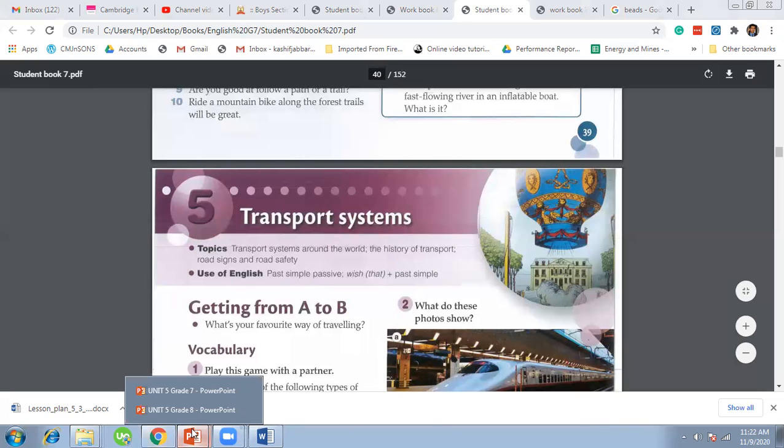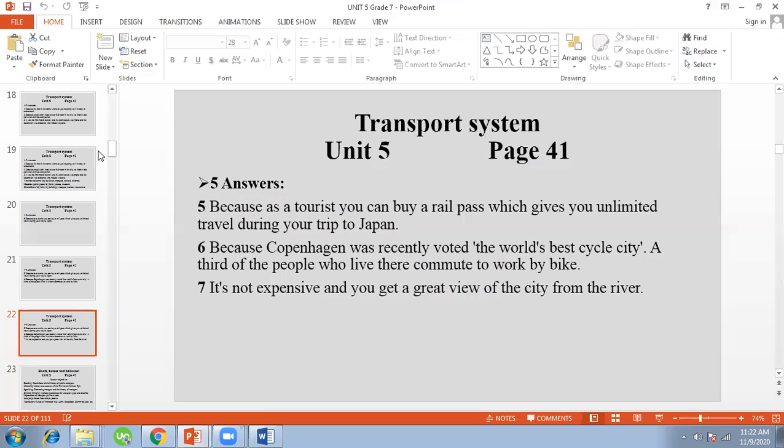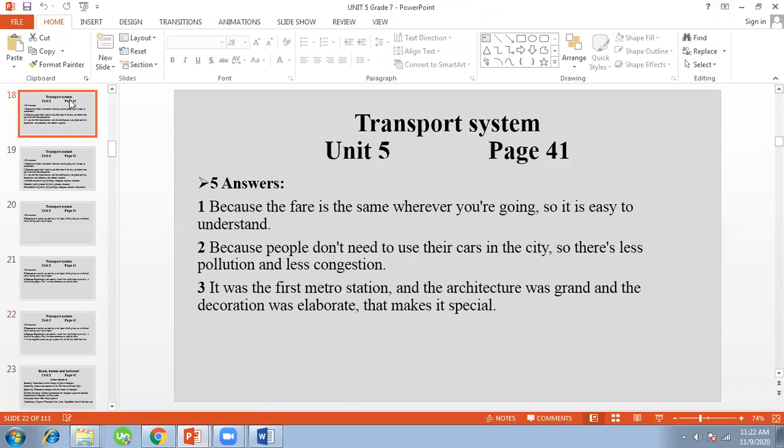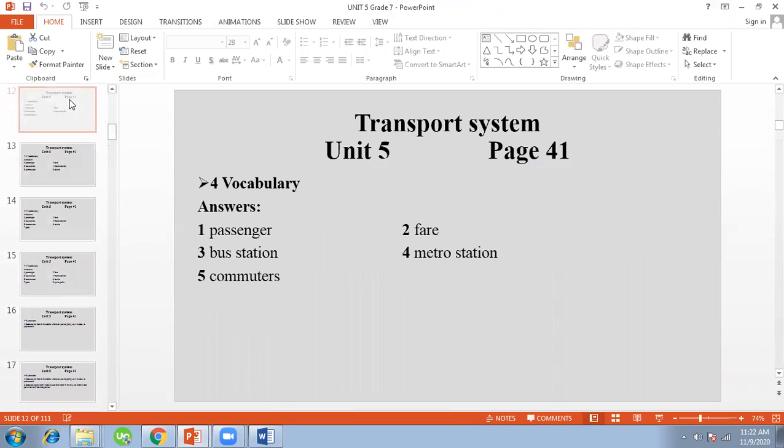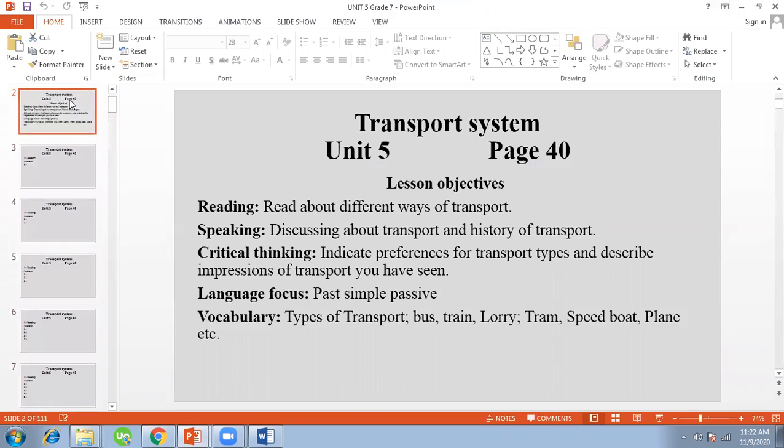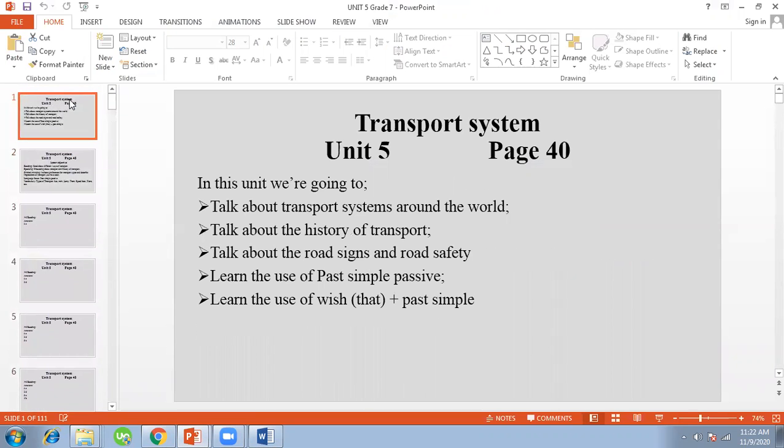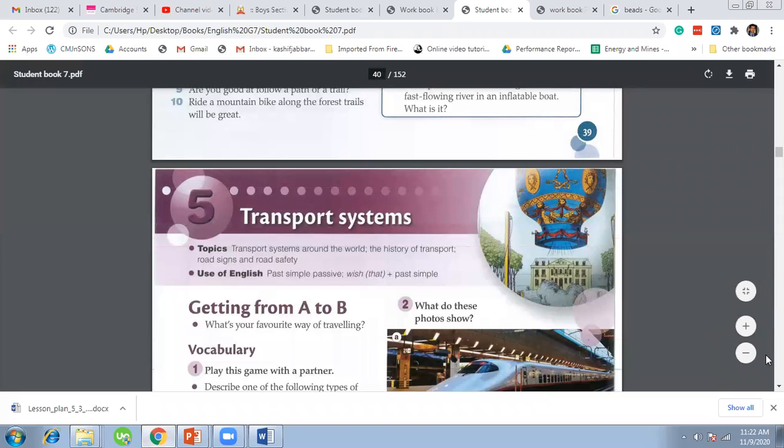So, in this lesson, we are going to collect information about the different types of transport system, right? We'll talk about the history of transport in this unit and the road signs, the road safety as well. And on the grammar side, you'll be learning about the past simple passive, and we'll learn the use of which, that plus past simple, right? This is what we are going to do in this unit.